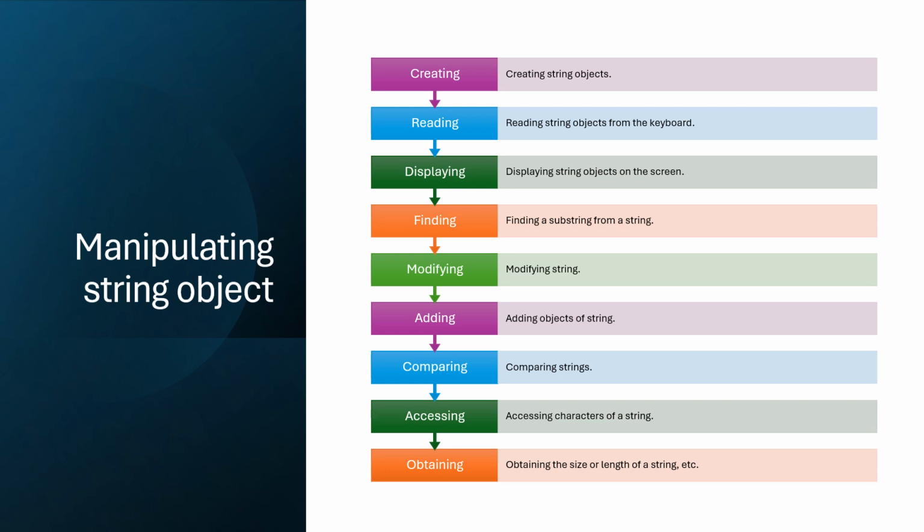So we can create the string object using a constructor. We can create it with arguments or without arguments. We can read the string object from the keyboard by the cin statement, and by the cout statement we can display the string. Finding the string means using the string method we can find a substring from the string.